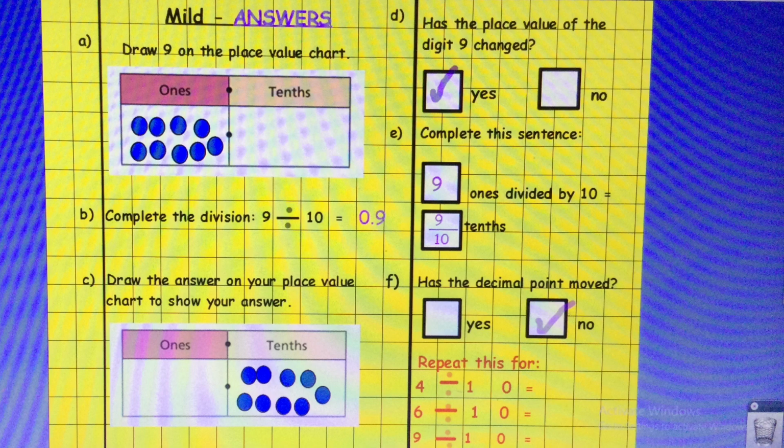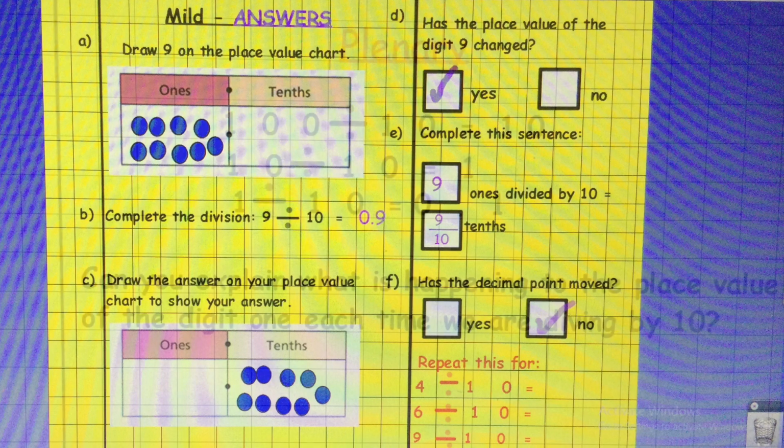And finally, guys, here are your answers for 9 divided by 10. Remember that A, B, C and E, they're the same answers for mild as well as hot/spicy. D, on hot/spicy, you would have to explain that the place value of the digit 9 has changed from 9 ones to 9 tenths when we divide a single digit number by 10. And for F, you need to have written something along the lines of that the decimal point does not move. What changes is the place value of the single digit when you are dividing by 10.